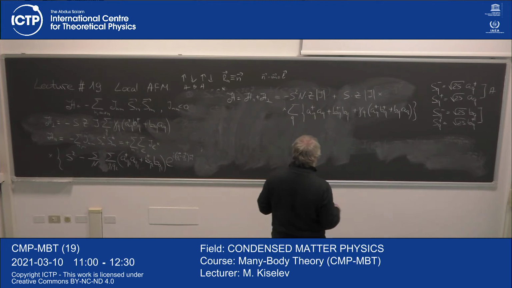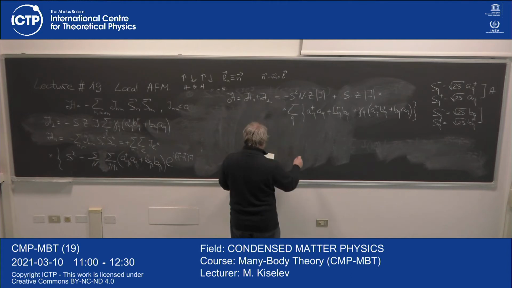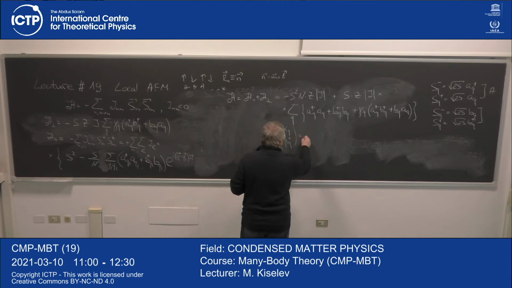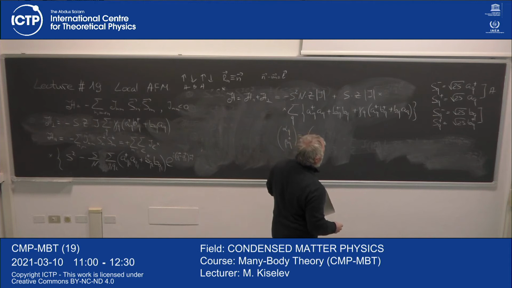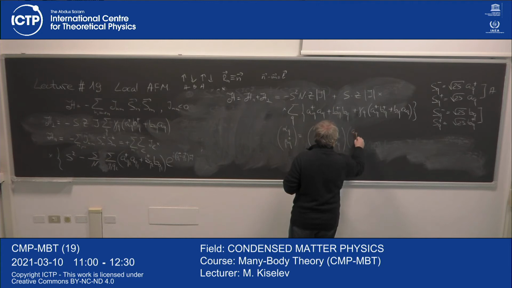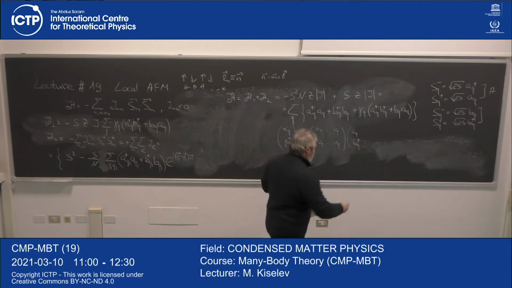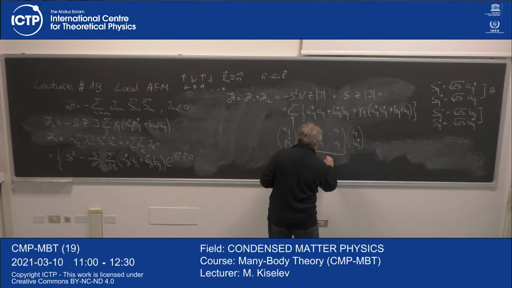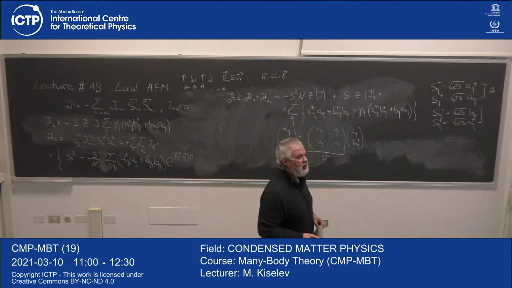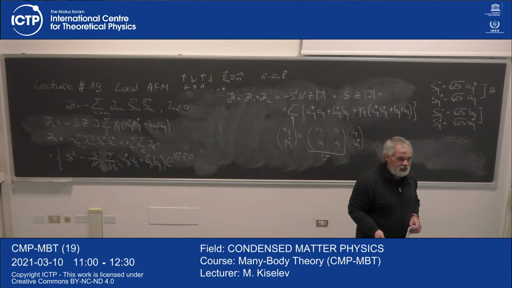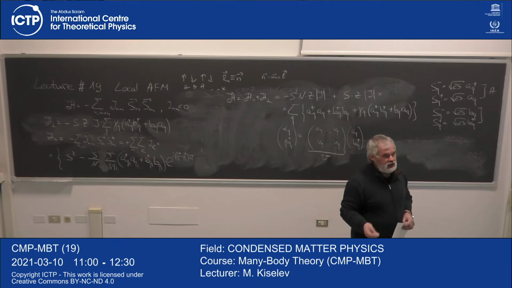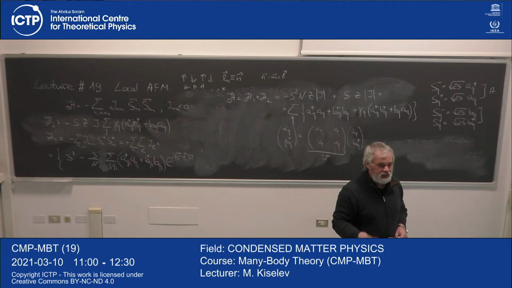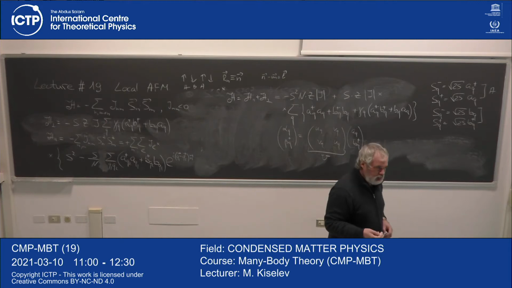How can I define the Bogoliubov transformation? I write that I have new operators, I call them alpha q and beta q dagger, which I express in terms of the operators A and B in the following form. So this is UQ, VQ, VQ, UQ, times AQ, BQ dagger. So this is my matrix. Since I define my operators A and B as bosonic operators, these are magnons and spin waves, I need to request that my new operators alpha q and beta q also satisfy the bosonic commutation relations.